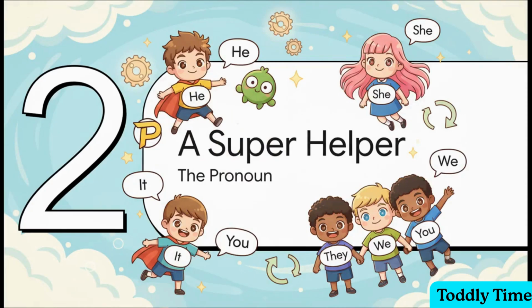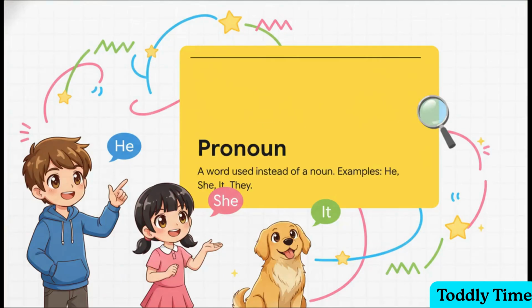Now hang on, before we go any further, I want to introduce you to a noun's special super helper. You see, sometimes we don't want to keep saying the same noun over and over and over again. It can sound a little, well, repetitive. And that's where this helper comes in to save the day. This super helper is called a pronoun. A pronoun is a short word we use instead of a noun. So for a boy, we might say he. For a girl, we could use she. And for our dog, we can use the pronoun it.